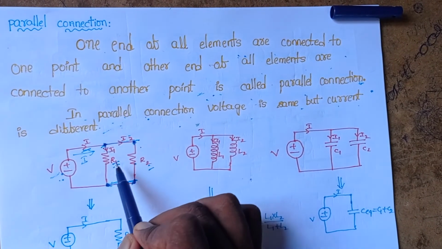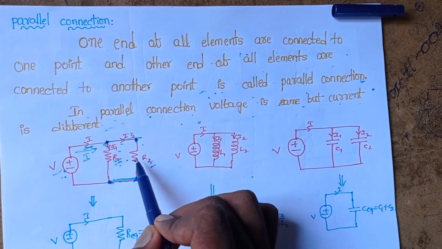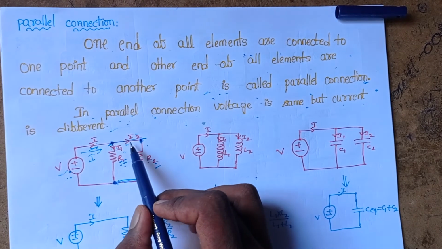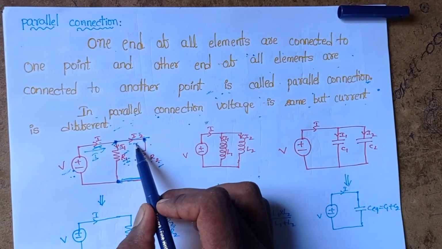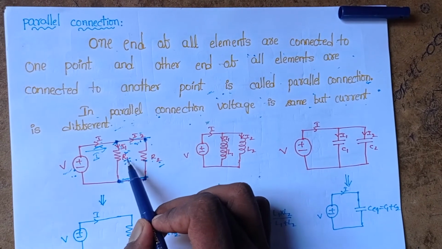Whenever a parallel connection is there, our current is divided into two parts according to KCL. This current I is divided into I1 plus I2. These I1 and I2 currents depend on the resistances.